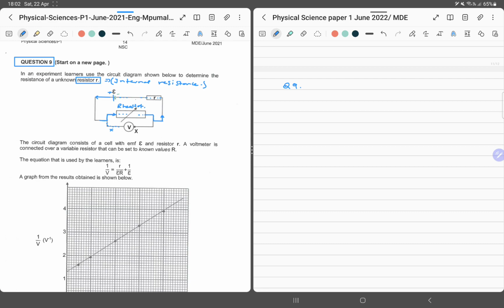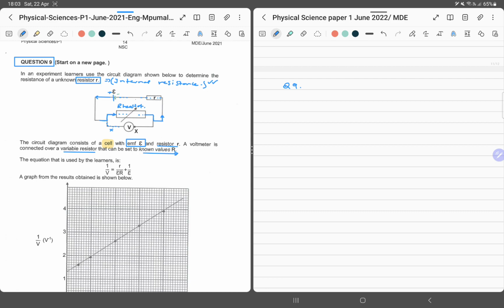Now let's see. It says the circuit diagram consists of a cell with EMF E and a resistor R. The cell has a resistance R, which means that's the internal resistance. So we were correct. A voltmeter is connected over a variable resistor. A variable resistor is the rheostat that can be set to known values, meaning we can choose any values that we want.